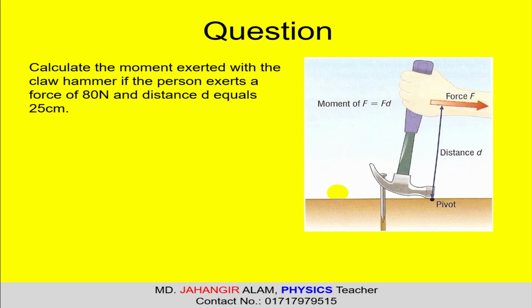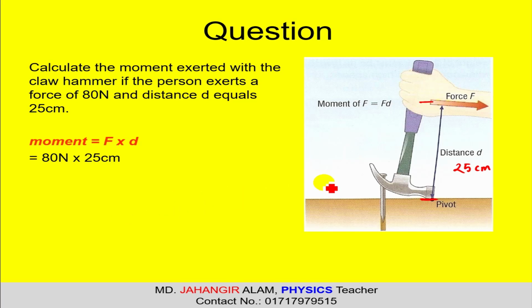Look at the question here. Calculate the moment exerted with the claw hammer if the person exerts a force of 80 newton and distance d equals 25 centimeter. So moment equals force times perpendicular distance from the pivot. Here the perpendicular distance from the pivot is about 25 centimeter.